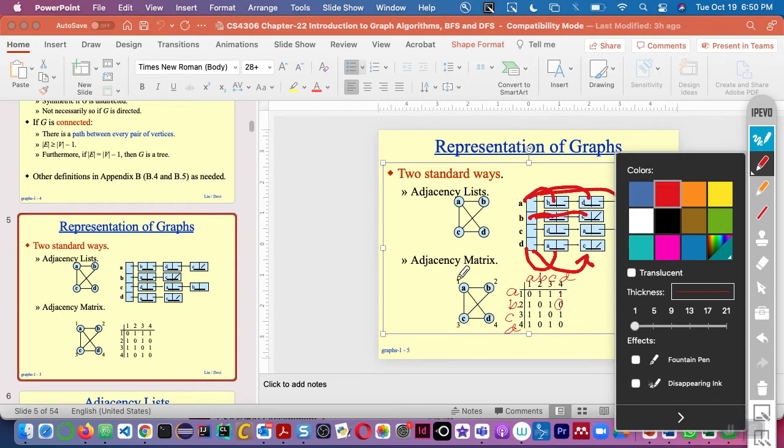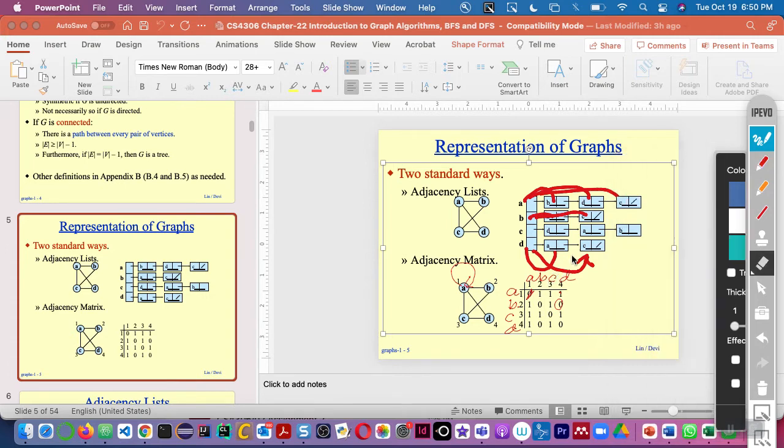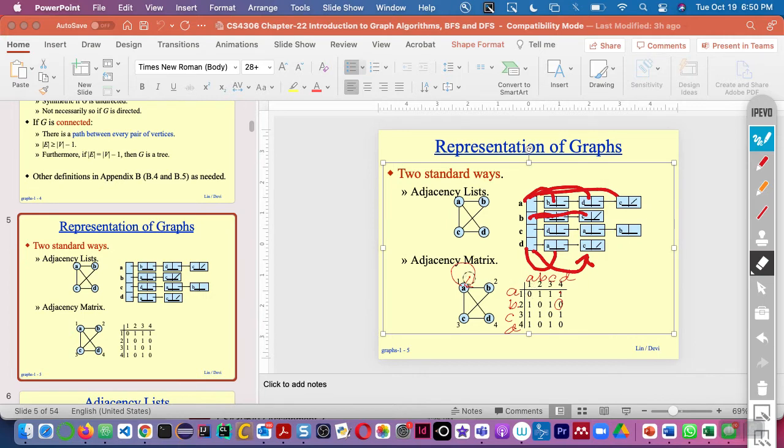So if sometime you will see that there is a loop, this is a loop. If there is something like this loop, then from A to A there is a path. That means we will say that 1 over here. There's A to A. A has a loop, self-connected. But here it is not self-connected, right? It is not self-connected. So there is no path from A to A.